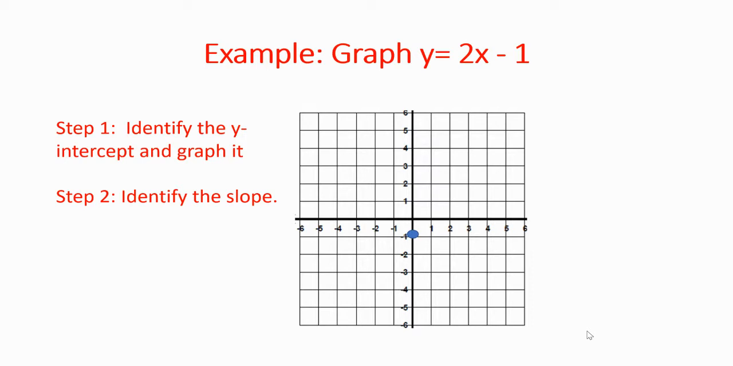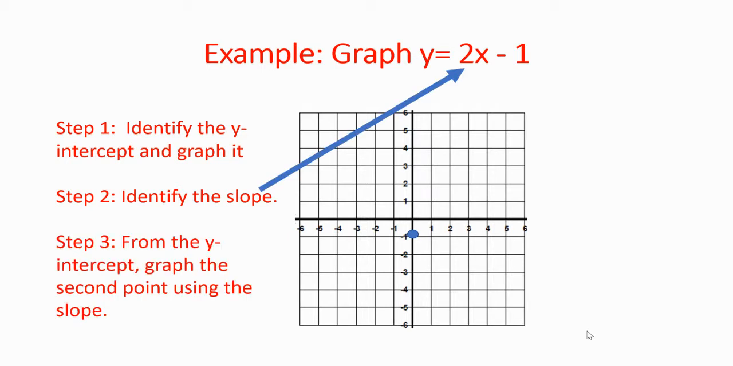Next, we're going to identify the slope from the equation. So in this problem, the slope is 2. And in slope, that means we go up 2 and right 1. So from the y-intercept, we're going to go up 2 and right 1 and plot our next point. You could plot additional points if required, but 2 points is all we need for a line. So then we would draw our line through it, and we have our graph for y equals 2x minus 1.